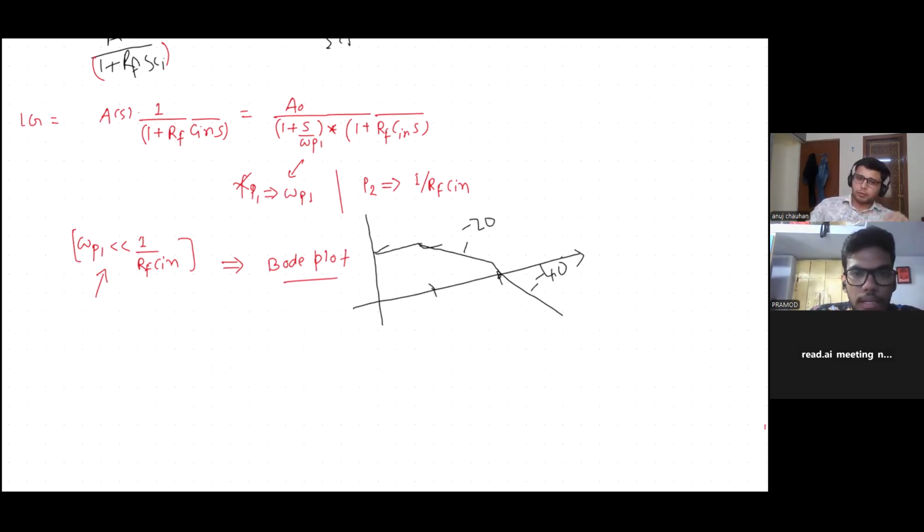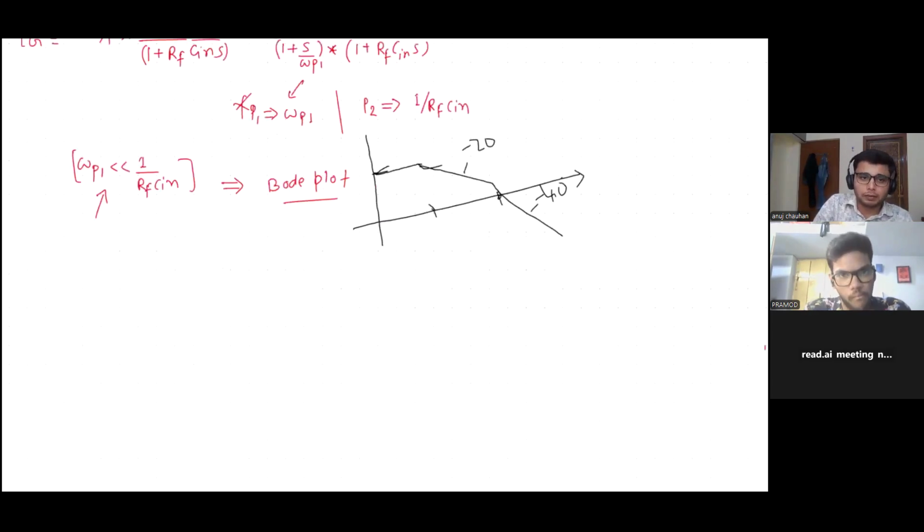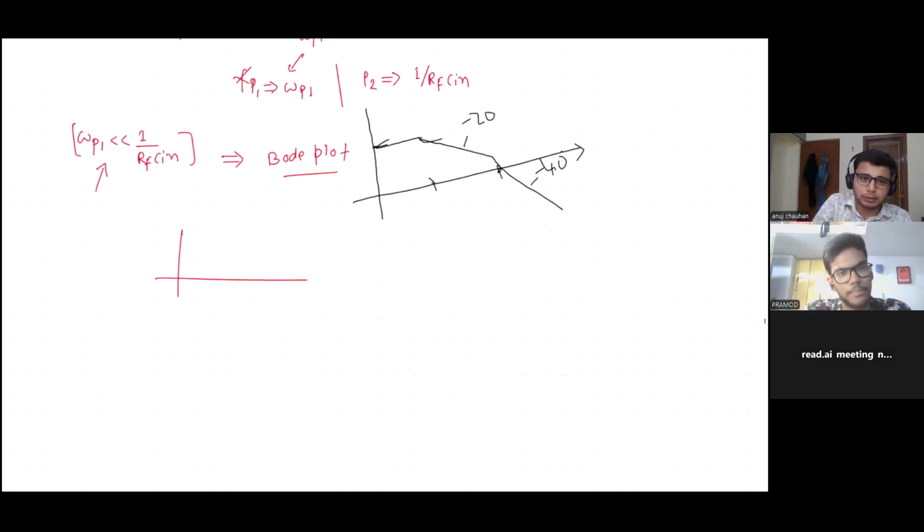Sir, here A naught is the gain. For which system is it valid, that it is gain times bandwidth? A low pass filter, sir. But what is the condition? The condition is that the system is first order. When there is only one pole, there is a DC gain, and it is cutting at this frequency that is called FUGB, sometimes called UGB.